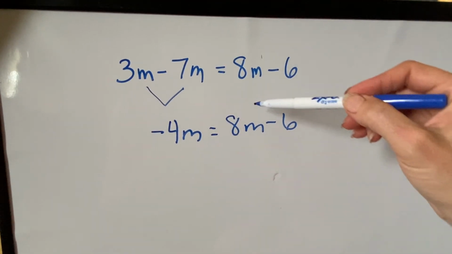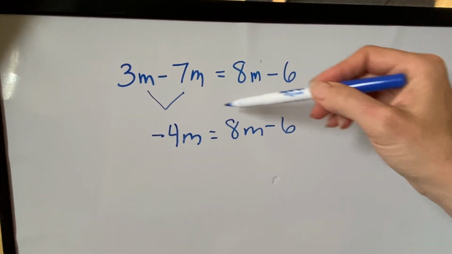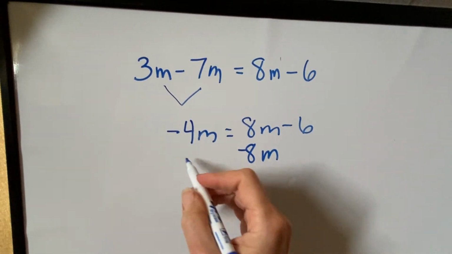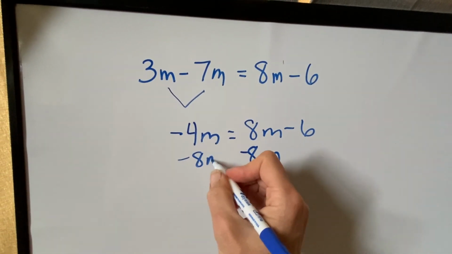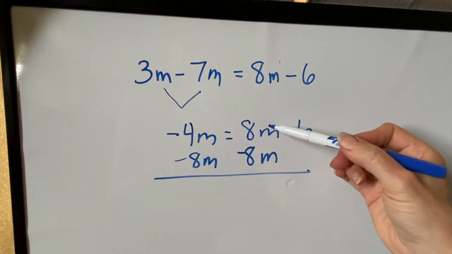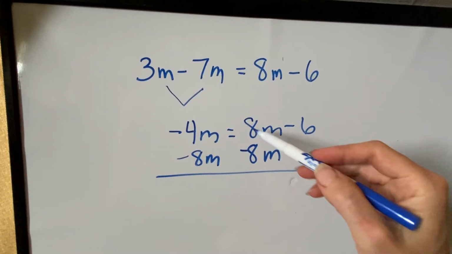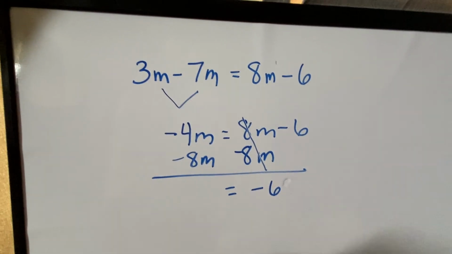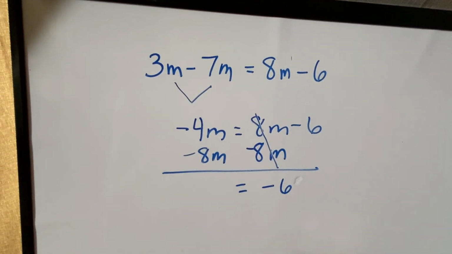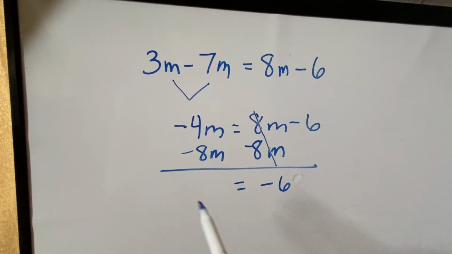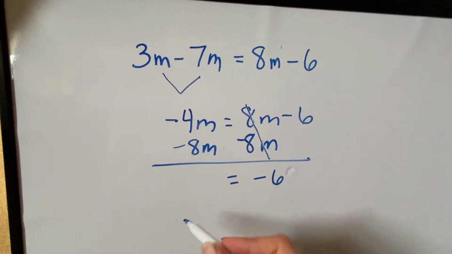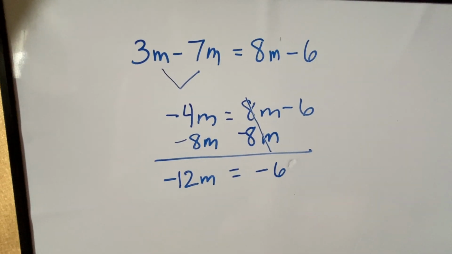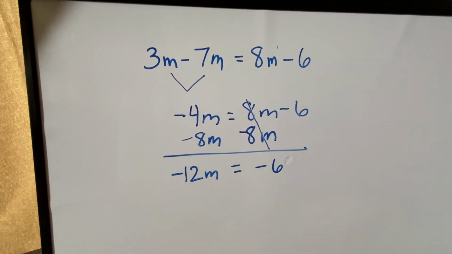Okay, so I'm going to move this 8m over here. Just like we've done in the past, if I want to move something that's being added, I have to subtract it, because 8m minus 8m is 0, right? And 0 minus 6 is minus 6. Now we have a negative 4 plus a negative 8. Both are negative, so you add them together, keep the negative sign. Okay, so negative 12m equals negative 6.